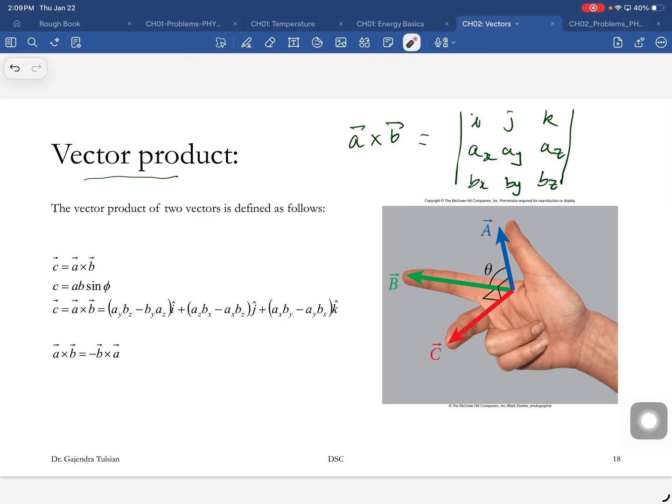Unit vectors are very good friends. I cross j is k, j cross k is I. Again, that circle is a useful one to remember. And k cross I is j. And of course, the opposite, j cross I is minus k, and so on. So I cross j is k, j cross k is I, k cross I is j.